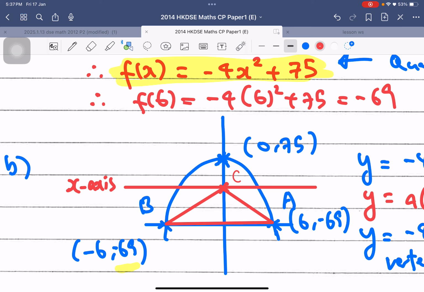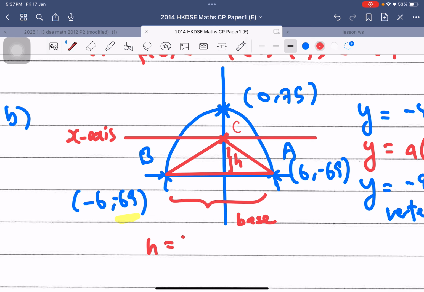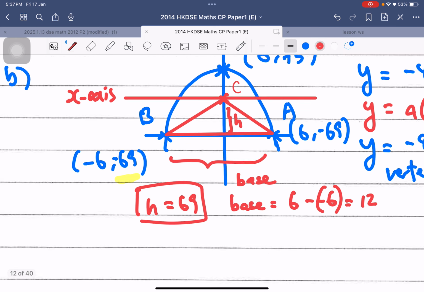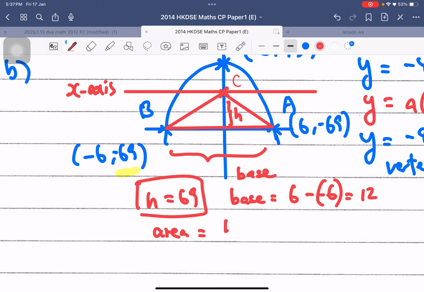How do we find out this triangle's area? Base times height. So what is the base? This is your base. And what is the height? This is the height. So how do you find the height? How do you find the base? The height is equal to 69. What is the base? 6 minus negative 6, giving you 12. So the area is equal to base times height divided by 2, equal to 12 times 69 divided by 2, giving you the answer 414.